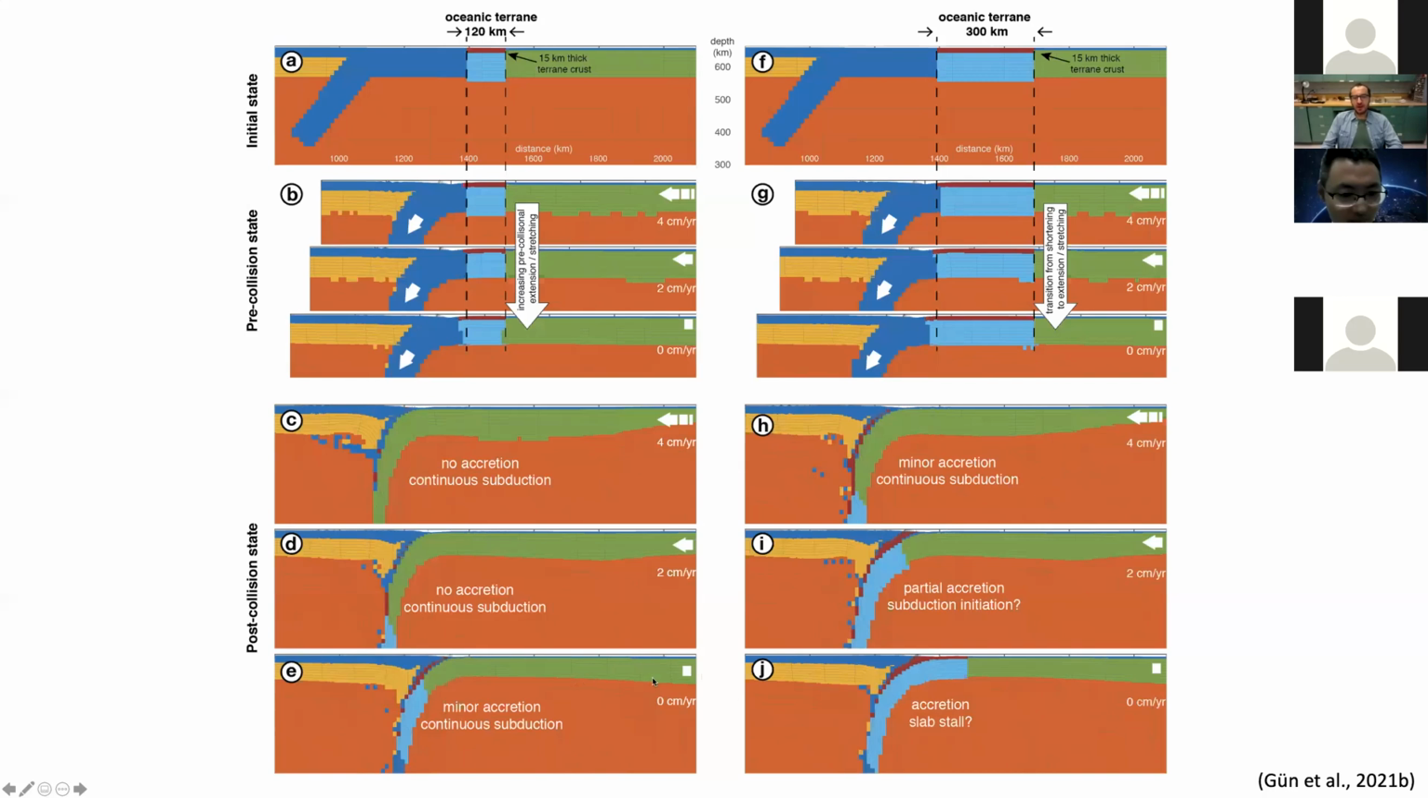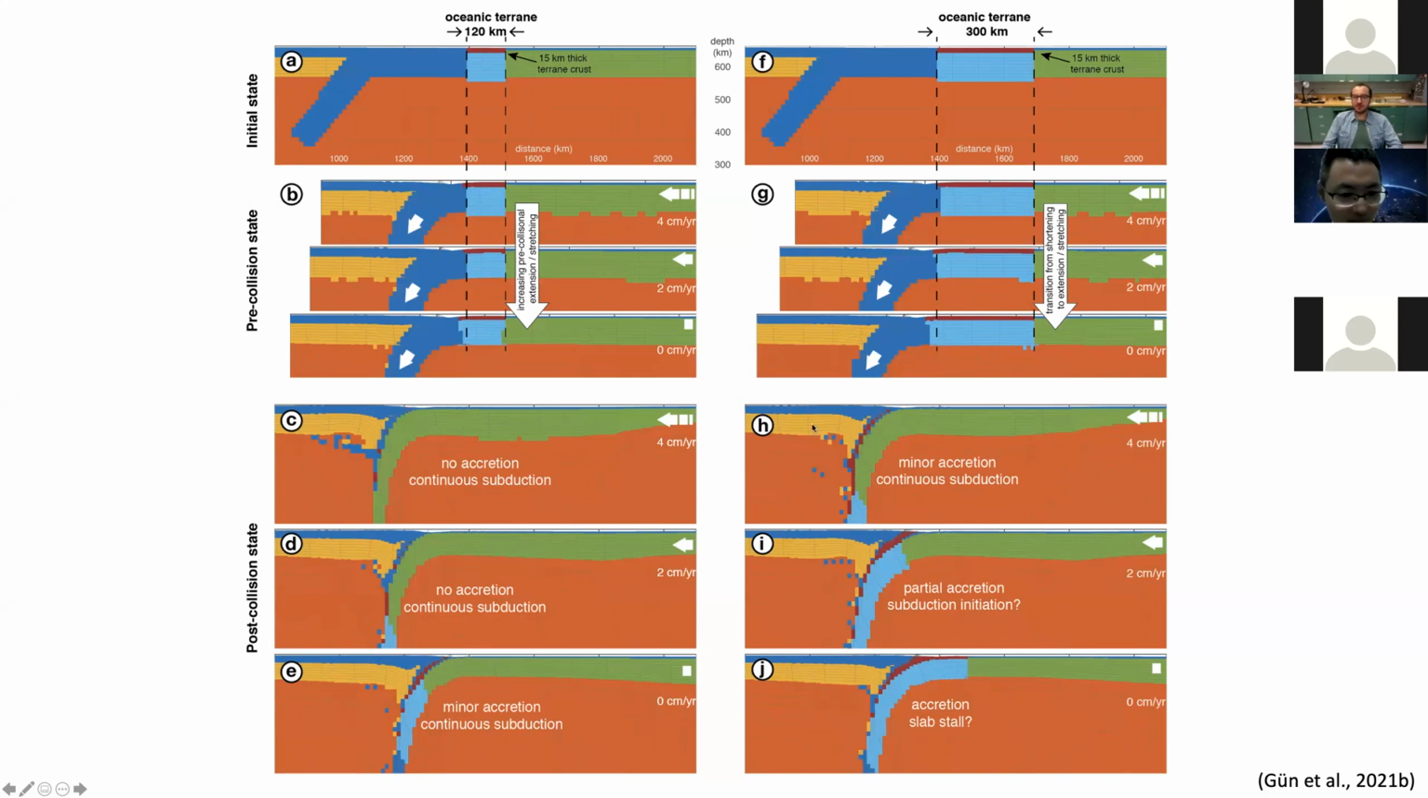But if we don't apply any impulse convergence velocity, which is ridge push, you can say, we start to see some accretion, even if it is a tiny terrain, like 120 kilometer wide, we start to see some accretion in the overriding plate. It's minor, but again, subduction is continuous. There is no choking of the subduction process or no break-off, etc. So for the 300 kilometer wide one, we see similar results, but more accretion in these models.